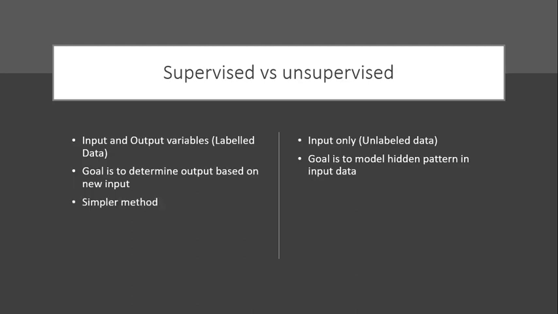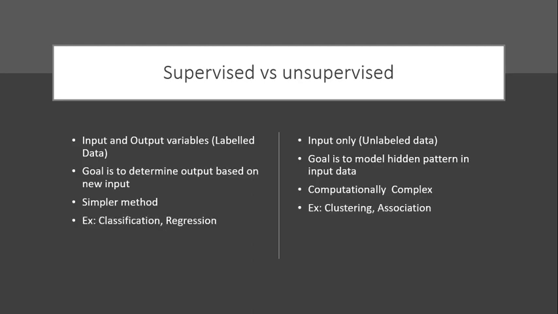Supervised is much simpler in nature. Unsupervised is computationally complex, like the example I gave of learning guitar with a teacher and without a teacher. Classification and regression are examples of supervised. Clustering and association come under unsupervised.